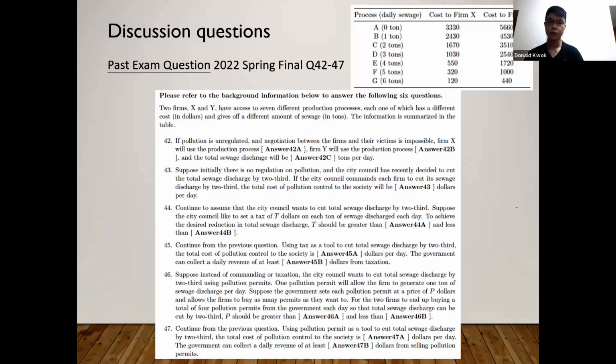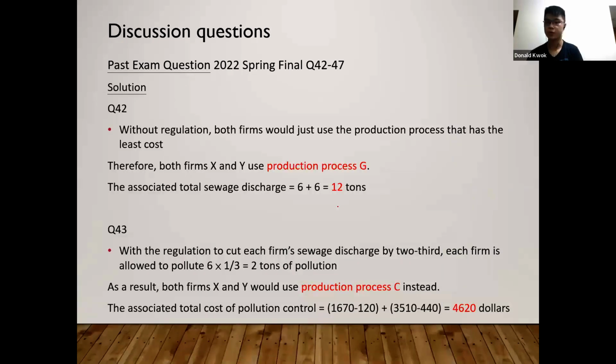Okay, so let me start with question 42, to select the production process used by firm X and Y. If pollution is unregulated, then both firms will choose a production process that incurs the least cost, which is using process G. Okay, so the total sewage discharge for process G is 6 tons, and we have 2 firms here. So the total sewage discharge will simply be 6 plus 6, which is 12 tons.